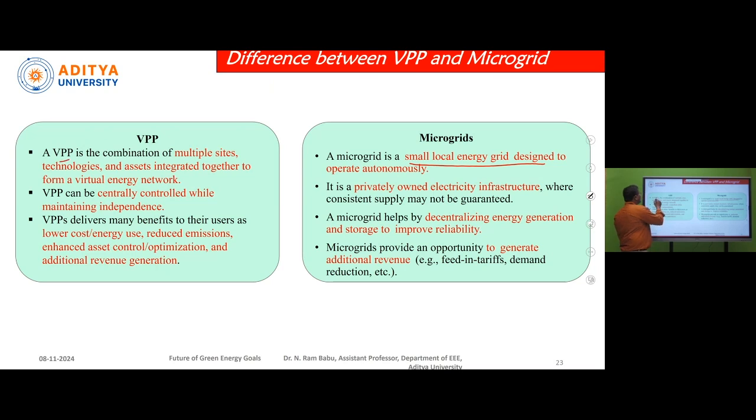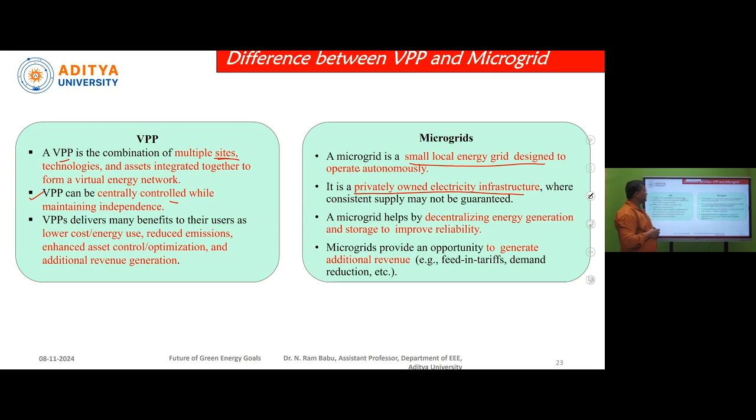Whereas a virtual power plant is the combination of multiple sites. That means multiple generating stations are combined and will work as a single utility. Here only small energy will be generated with a small entity. And here it is privately owned electricity infrastructure. That means a microgrid is owned by a private company. But this VPP is centrally controllable while maintaining independence. That means even I myself can operate this VPP.